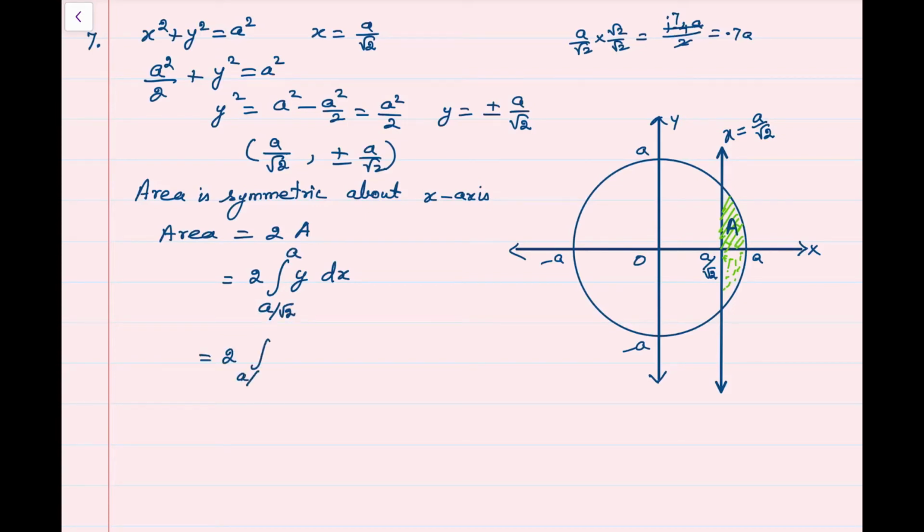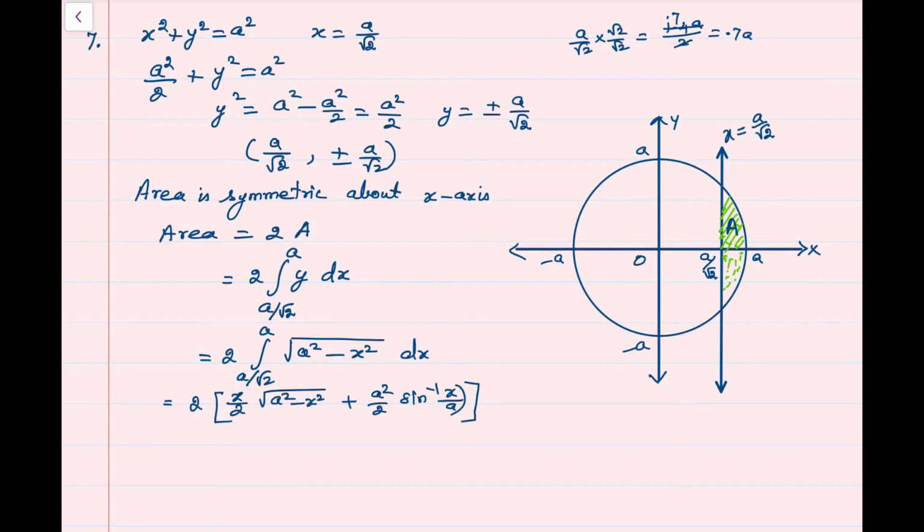Let us substitute for y from the circle equation. y square is a square minus x square. Therefore, y will be root of a square minus x square dx. We will use the formula x by 2 root of a square minus x square plus a square divided by 2 sine inverse of x by a. Please memorize this formula. And the limits are a by root 2 to a.